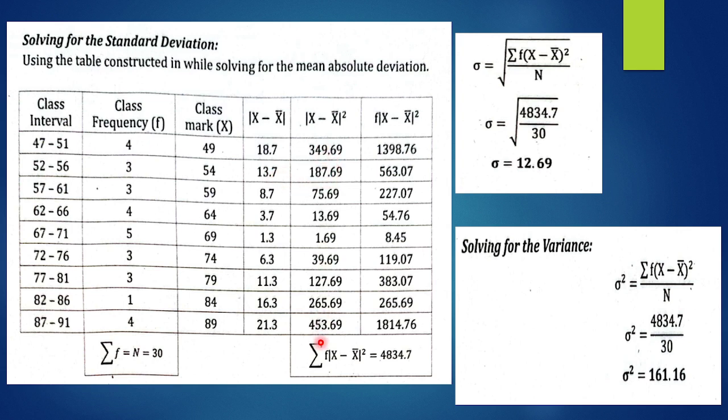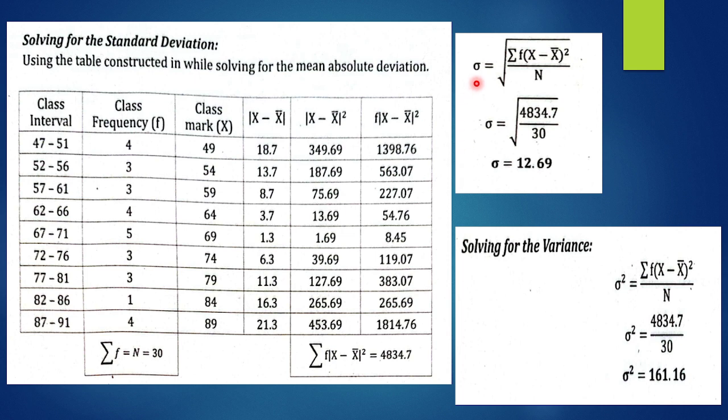Now, after getting this one, you multiply f to this column. Gamiton na nimo ang 4, which is the frequency, times 349.69 mao na ang answer. And so on here. So, the summation of f multiplied to the absolute value of x minus mean, that being powered by 2, is 4,834.7. Now, after getting that one, we can answer what we call the standard deviation.